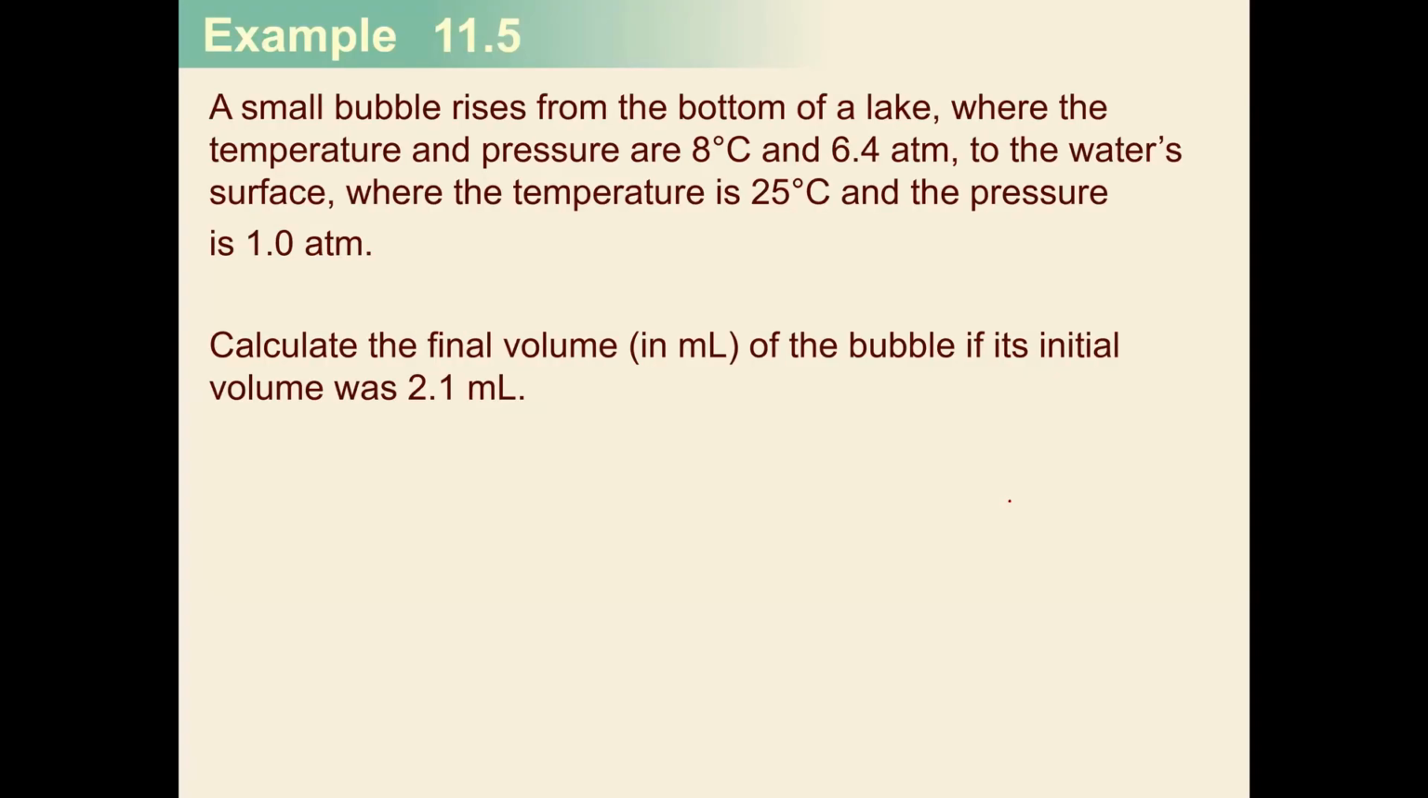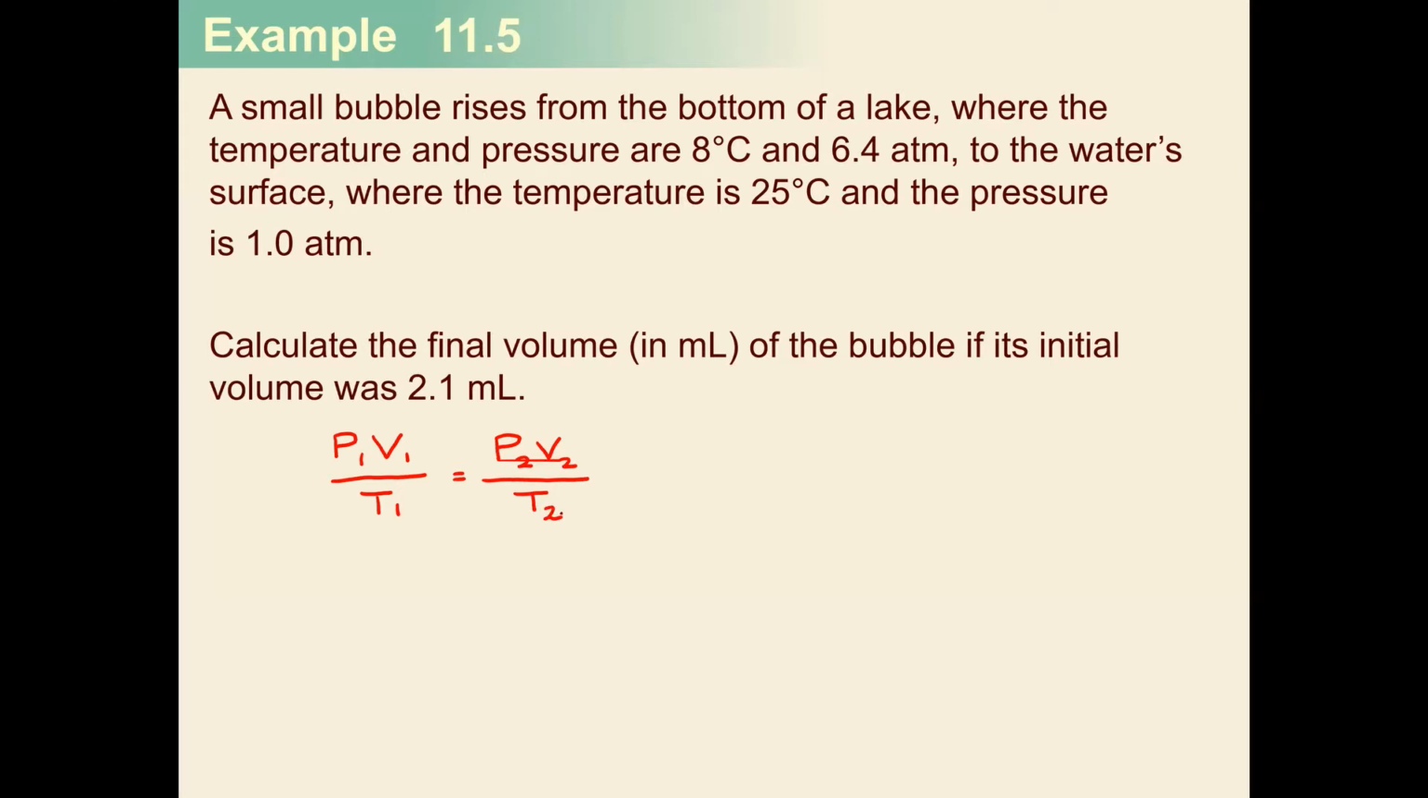A small bubble rises from the bottom of a lake where the temperature and the pressure are 8 degrees C and 6.4 atmospheres, to the water surface where the temperature is 25 degrees C and 1 atmosphere. Calculate the final volume in milliliters of the bubble if the initial volume was 2.1 milliliters. So what we need to do is go back to that combined form. So we have P1 V1 over T1 equals P2 V2 over T2.